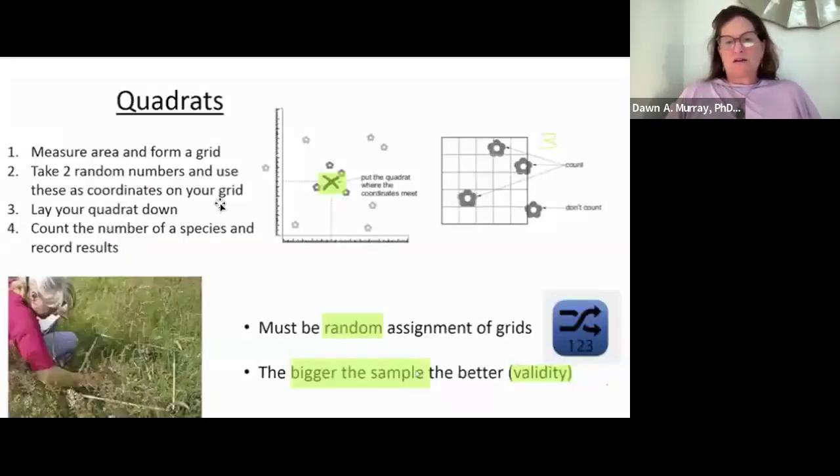Here is just another example. You measure an area and you form a grid, and then you take two random numbers and use them as coordinates on your grid. And this is what a quadrat looks like in the field. And then you count the number of species. You can even count the number of all the species. So this is something you could do as well for your mini study.